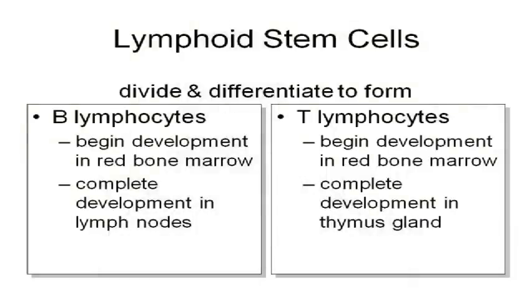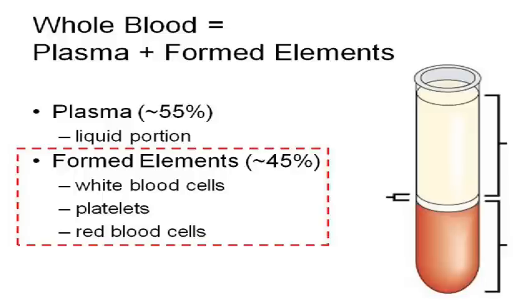The B cells, you think, oh, why do they call them B cells? Because they first discovered them in a chicken organ called the bursa of Fabricius. All right, so that's where the blood cells, the formed elements, come from. Now let's talk briefly about each one of these guys.